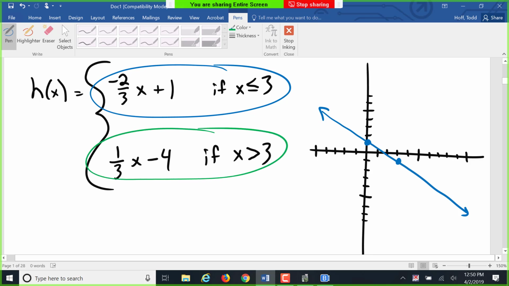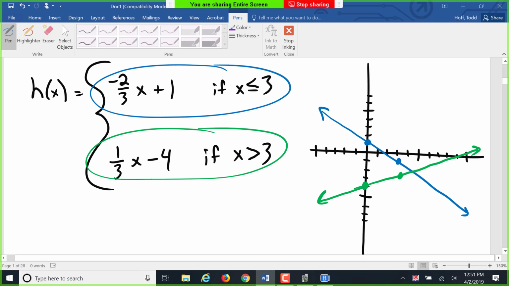Let's graph this bottom part in green, 1/3 x minus 4. Where does that start? (0, negative 4) is our y-intercept. And from there it goes up 1 over 3, perfect. There's the second point for that line. That line goes through like that.